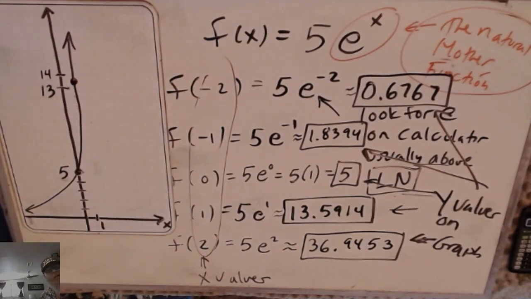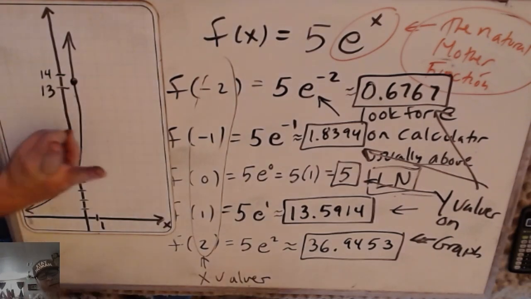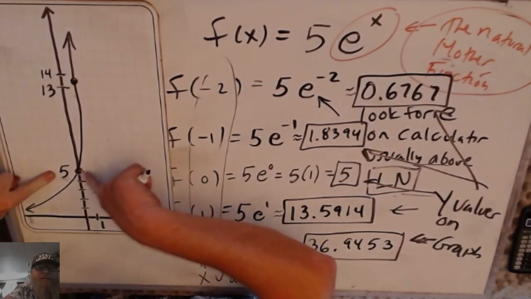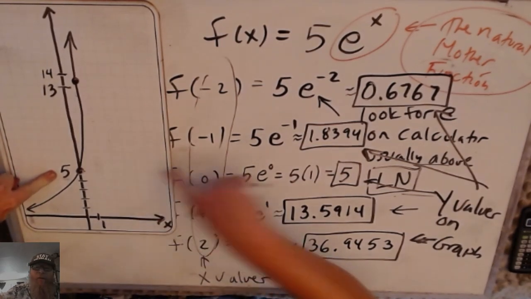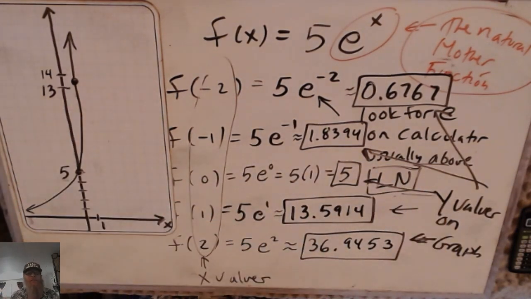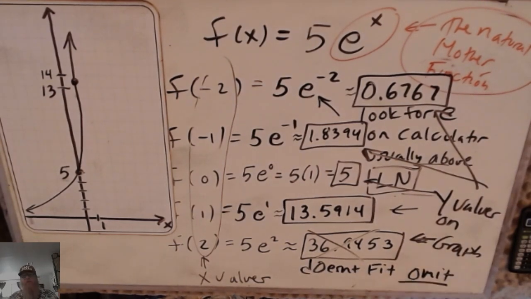I know, it's going to be a pain with all these decimals, but as long as you can get 2 points to be close, that's good enough for me. In fact, one of them will be exact. It's always going to be the one that's a whole number or an integer. And then the rest of them would all be decimals. I can't fit 36 on my graph. So if it doesn't fit, omit.